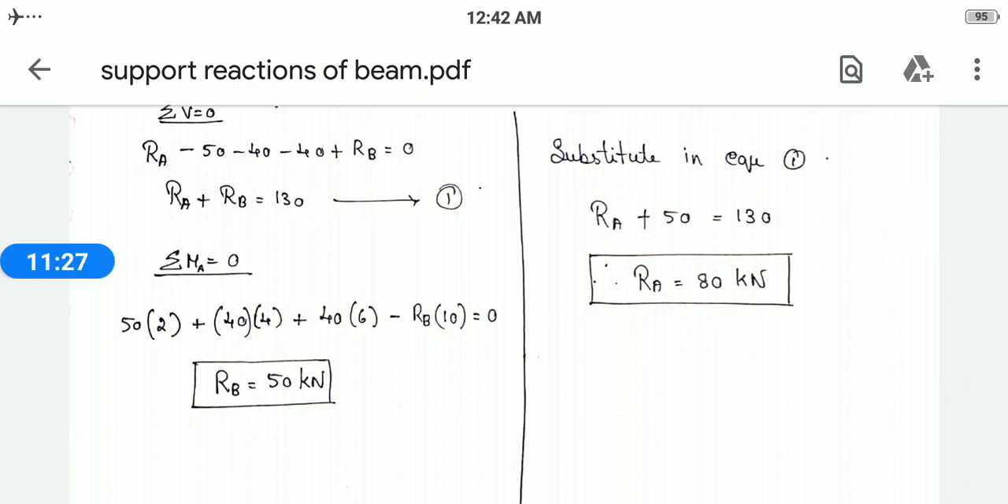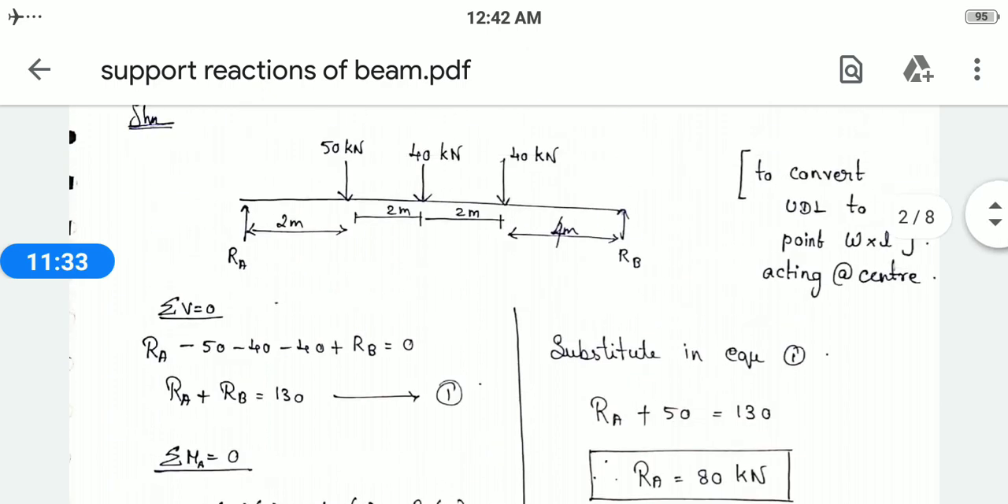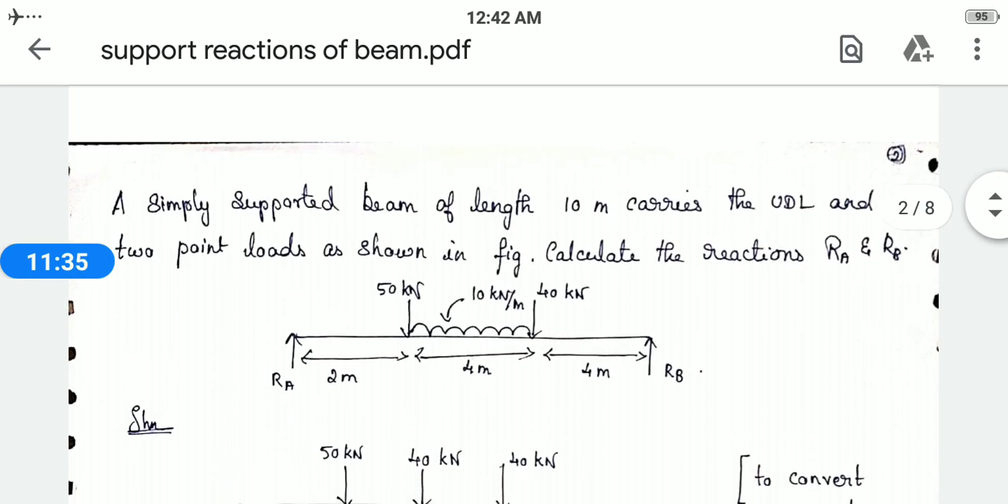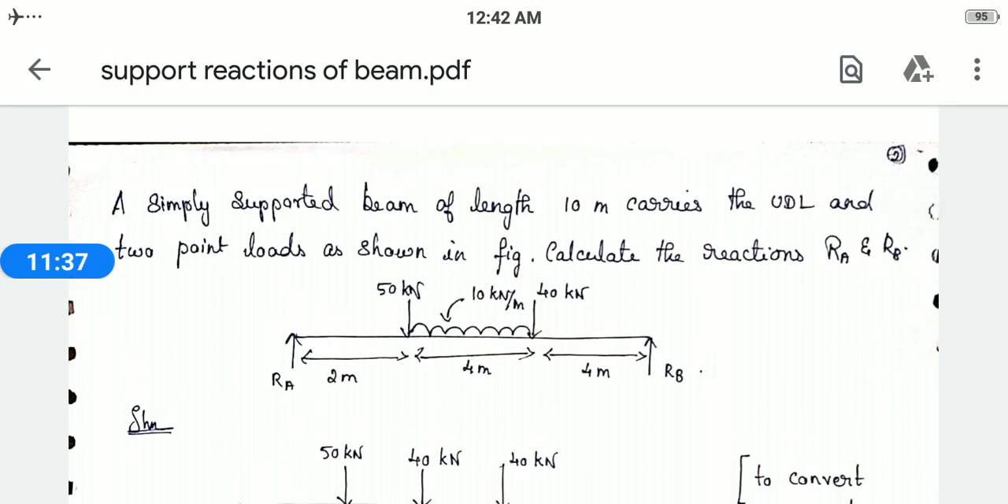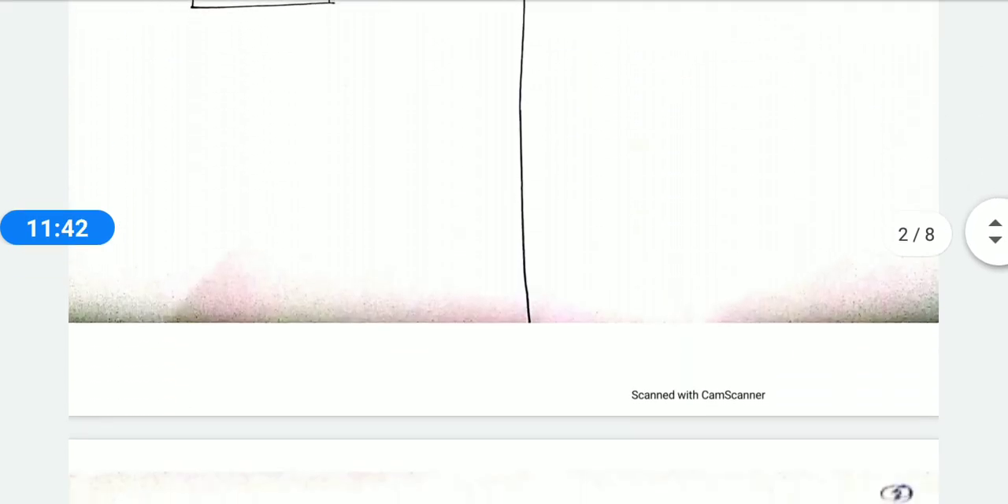Substitute this value in the first equation to get your RA value. So both the reactions you have calculated now, that is what they had asked in the question: calculate the reactions RA and RB. Now we'll go to the third problem.